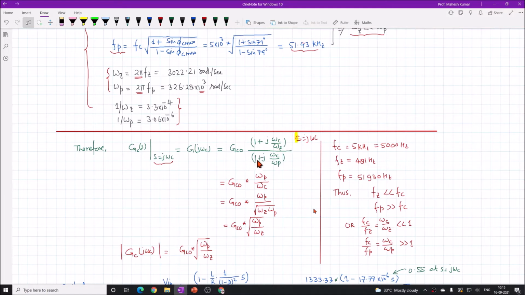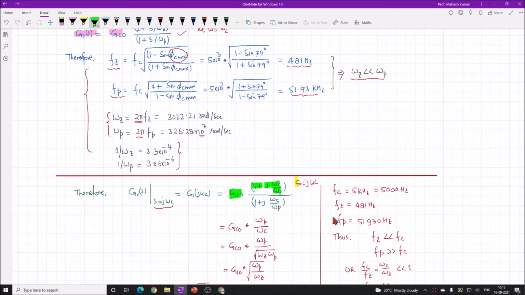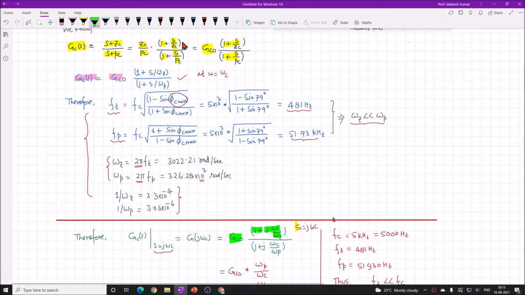If you replace this, then we will see that this is the constant DC gain here, and this is 1 plus j omega c by omega z, the first term here, and then the next term is j omega c by omega p.